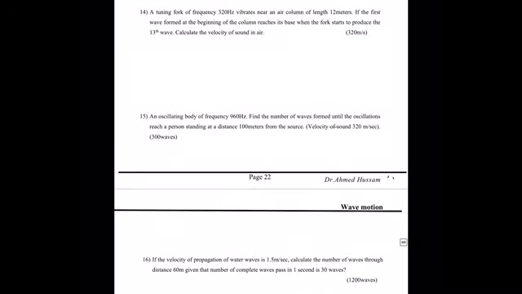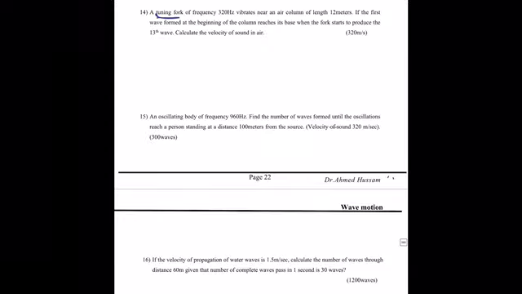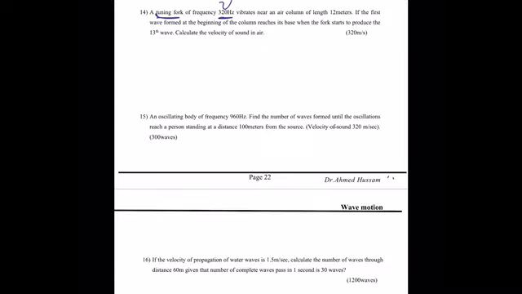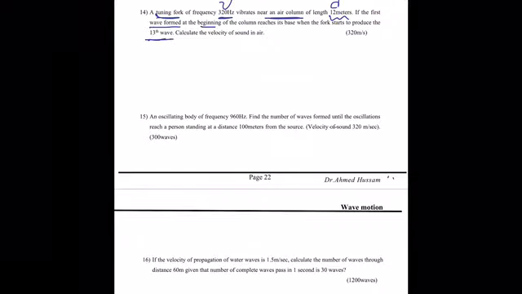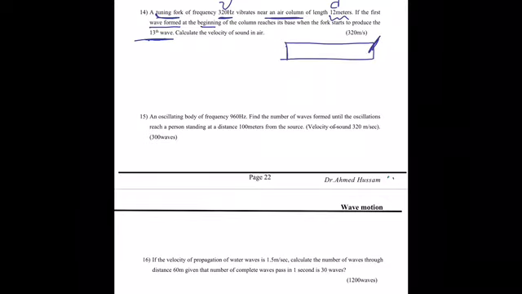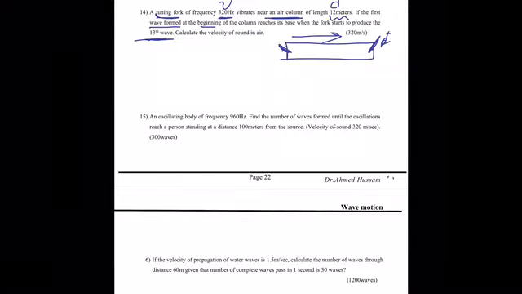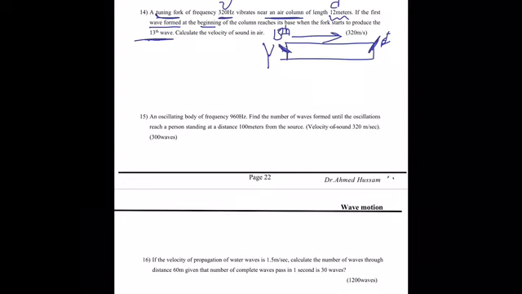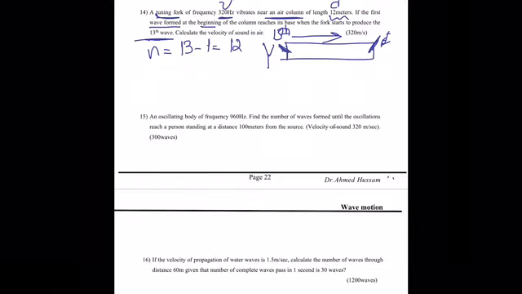Number 14. A tuning fork vibrates near an air column of length 12 meters. Of course, it's the distance. The first wave formed at the beginning of the column reaches its base when the fork starts to produce the 13th wave, which means that this is the air column. Here is the first wave passing in the following direction as the tuning fork, which is here, starts to produce the 13th wave. This means that the number of waves is 13 minus 1 equals 12.